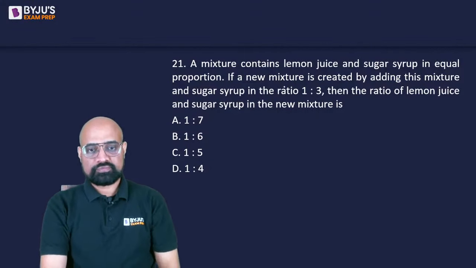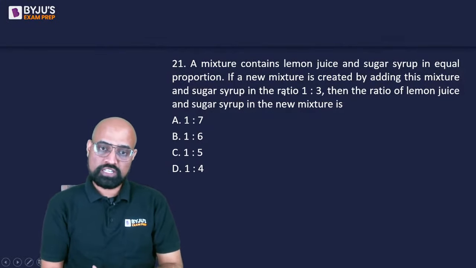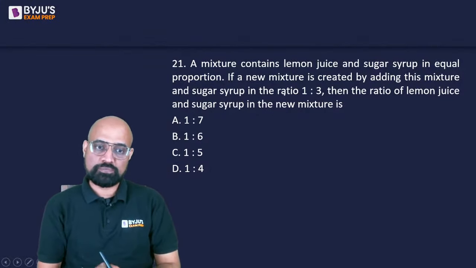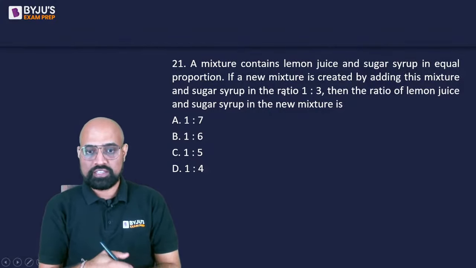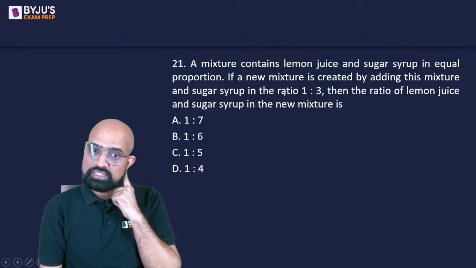21st, a mixture contains lemon juice and sugar syrup in equal proportion. If a new mixture is created by adding this mixture and sugar syrup in the ratio 1:3, then the ratio of lemon juice and sugar syrup in the new mixture is.